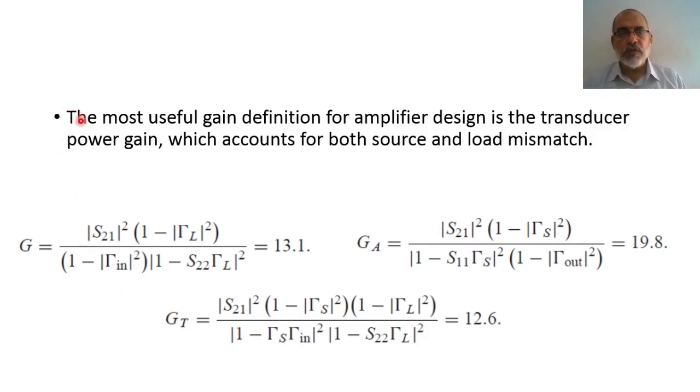So the most useful gain definition for amplifier design is the transducer power gain, which accounts for both source and load mismatch. This was an example about calculating the different power gains of a real transistor, and from this example we can understand that the transducer gain is the practical value which we should design based on. Alright? By this end, we have completed our discussion about the power gain of microwave transistor amplifiers.